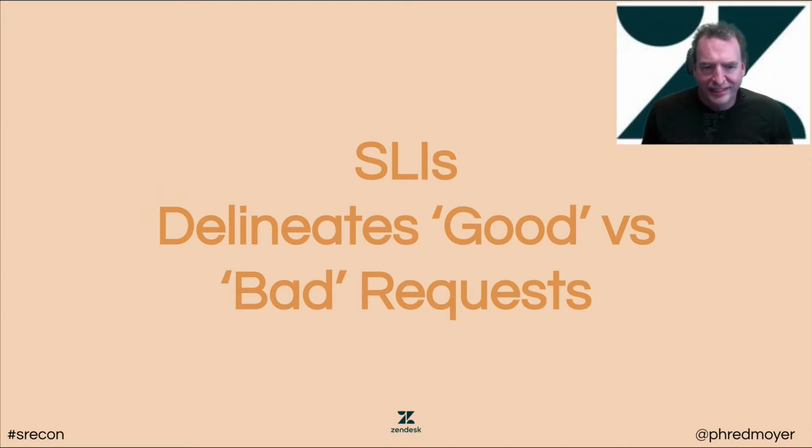SLIs are delineations which allow you to classify good requests from bad requests. A good request is one that the user is happy with, and a bad request is one that makes the user unhappy. Now, we've all experienced this. A slow web request or a 500 makes a user unhappy. And so does an entire website being down. And other things like, you go to your browser and you get a pinwheel. Those things are annoying. So let's see how we can codify those definitions.